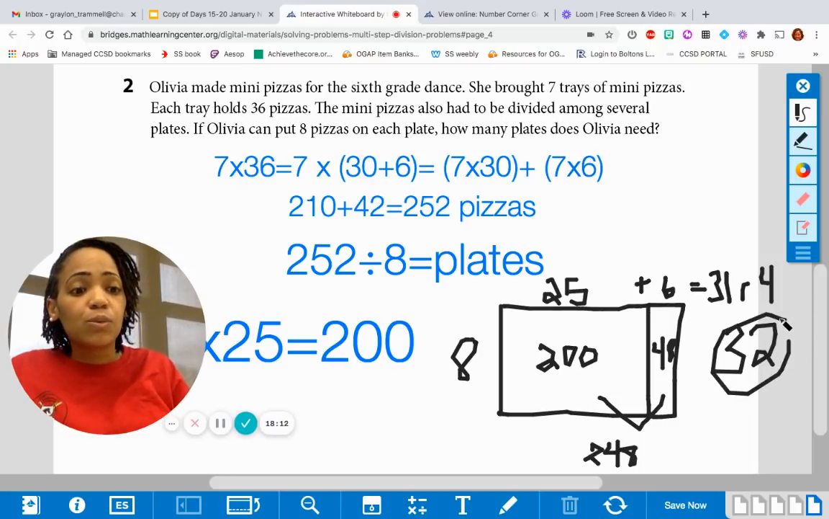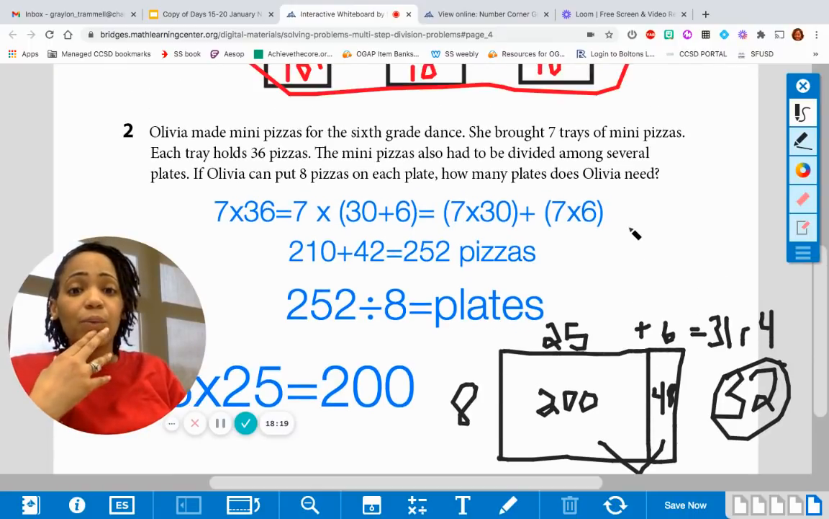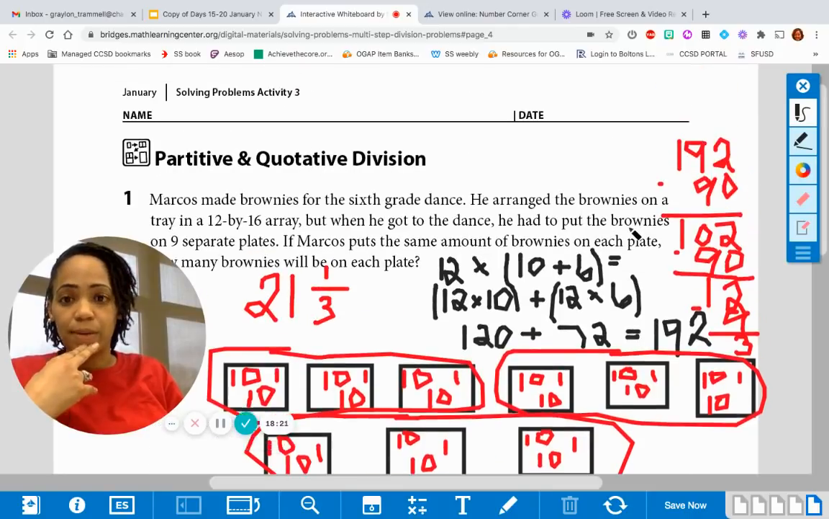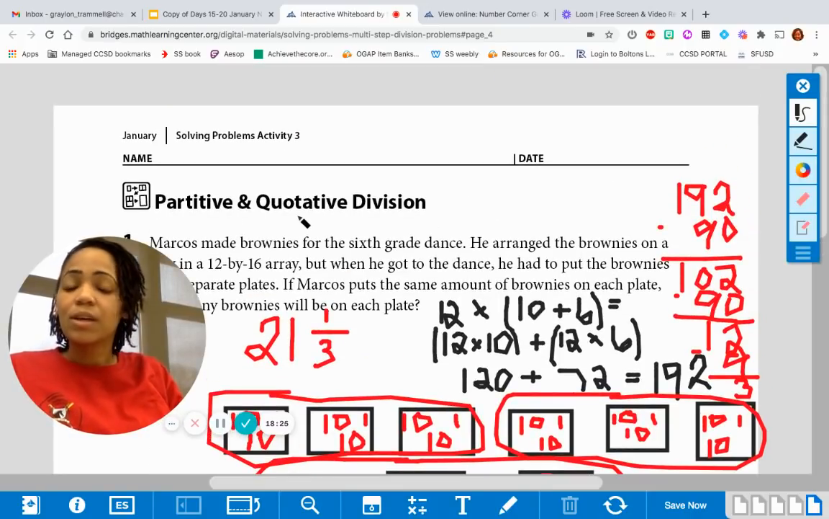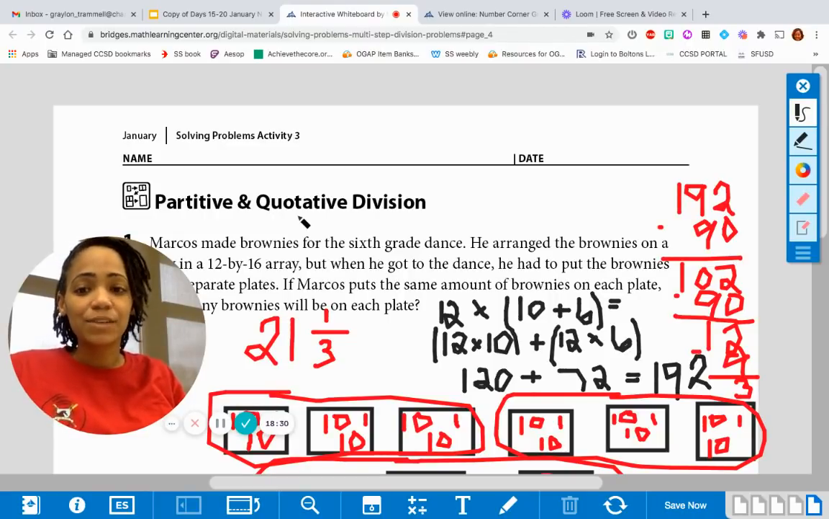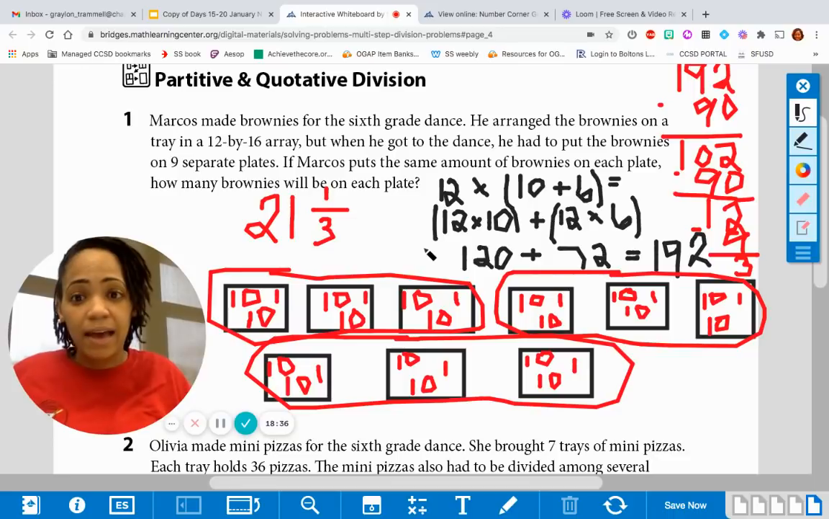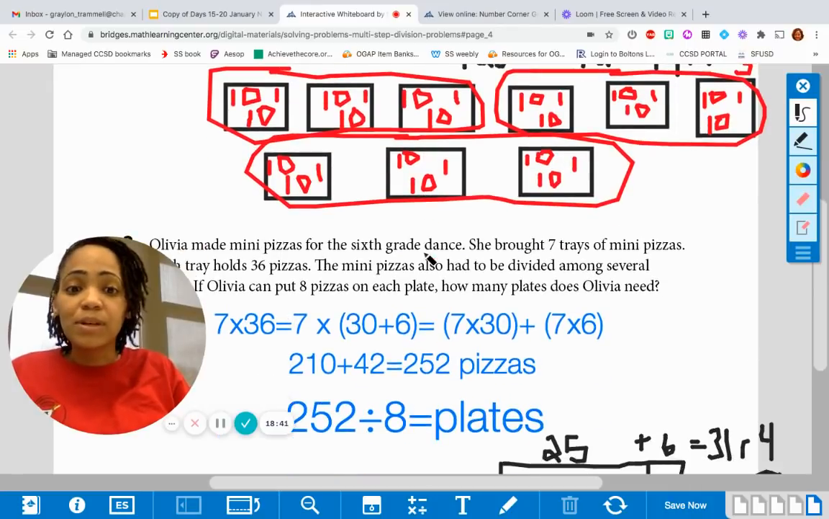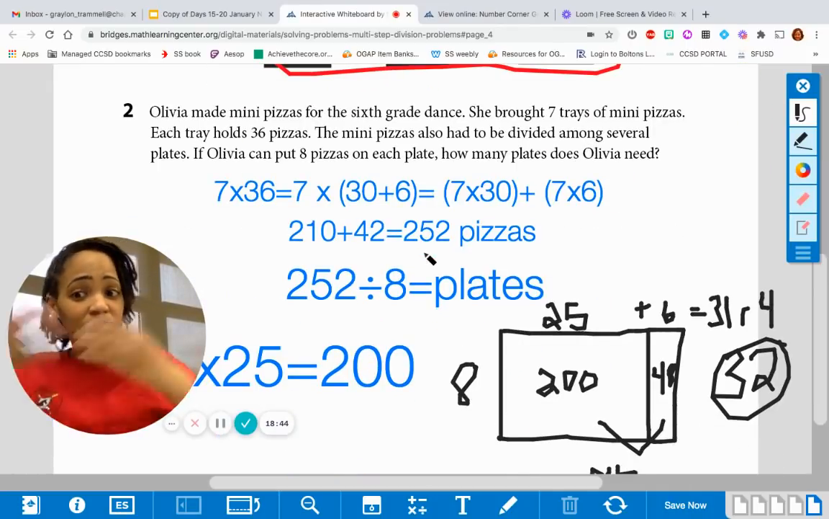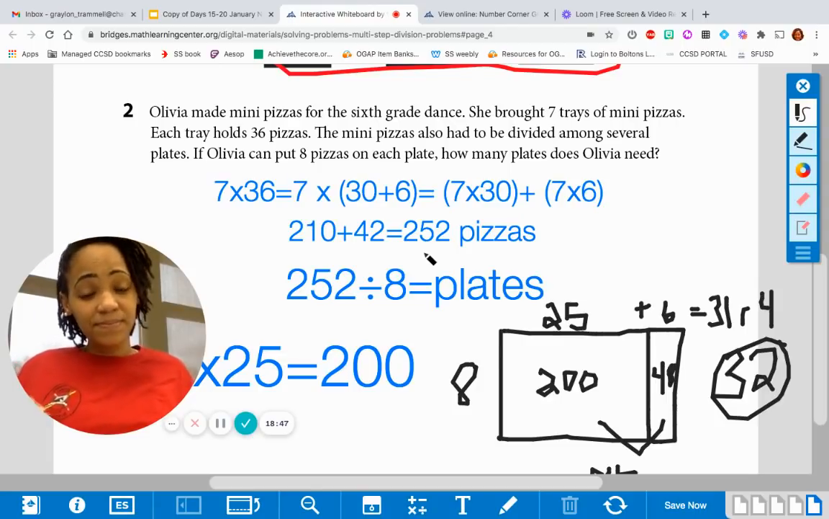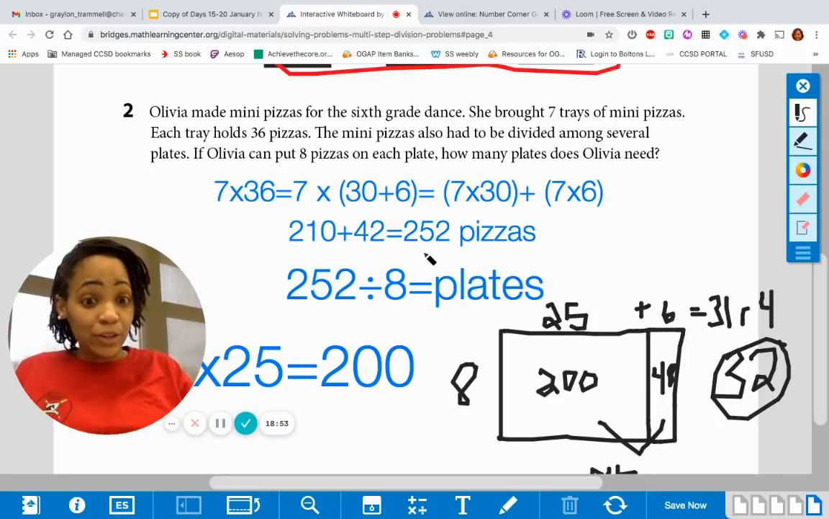Okay? So what we kind of did today, yes, we did some division problems. Yes, they were multi-step. But we talked about 2 different types of division problems. One is partitive, and one is quotative. I'm not going to quiz you on those terms, but I do want you to recognize the difference. In one type of problem, we know how many groups we have. We don't know how many go in each group. In the other problem, we know how many are in each group. We have no clue how many groups there are. And understanding the different types of these problems is going to help you determine how you're going to solve them.